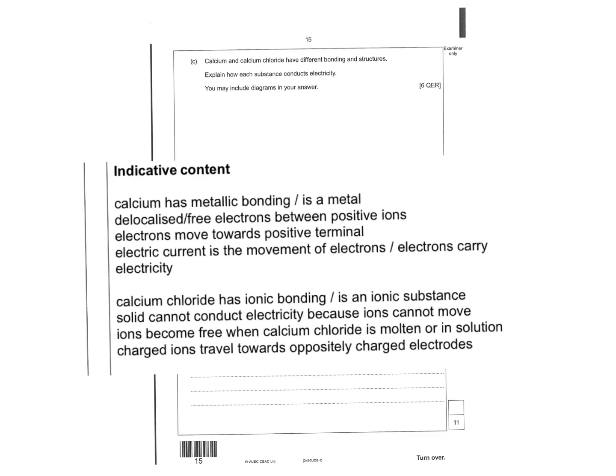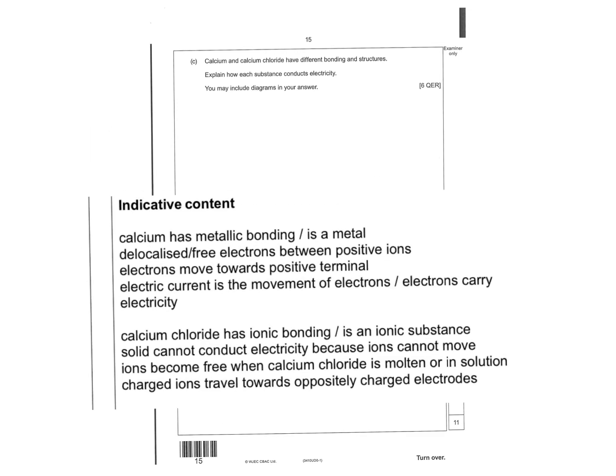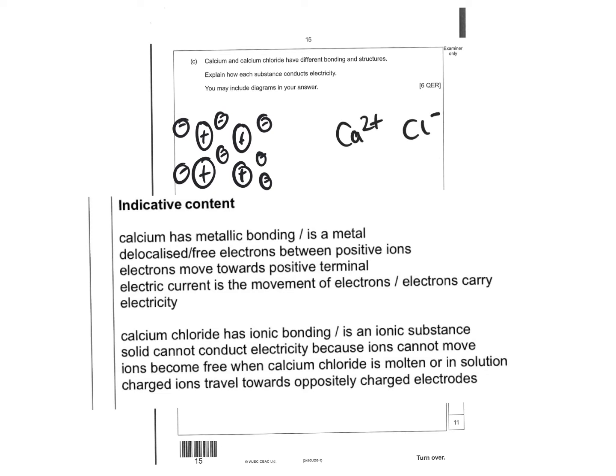So explain why calcium and calcium chloride have different bonding structures, okay? So you could have drawn a little bit of a diagram here if you wanted to, because calcium is a metal, what it would have looked like. Potentially got a mark. You could have gone as far as to draw the bond in between that, but that was on the previous page, so you wouldn't have gained much from that, okay?